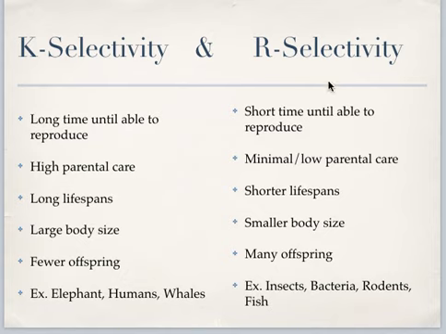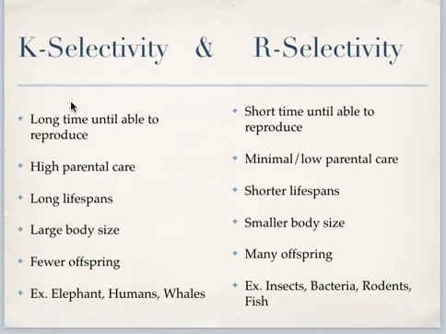And then on the other end, we have R-selective species. R-selective species take a shorter time to reproduce, not very much parental care, usually shorter lifespans, smaller body sizes, and have many, many, many offspring. For example, insects, rodents, fish. Now, two things to be aware of between K-selective and R-selective. One is that this is not an either-or. There's a sliding scale. A species can be either more R-selective or less R-selective, more K-selective, and so forth.